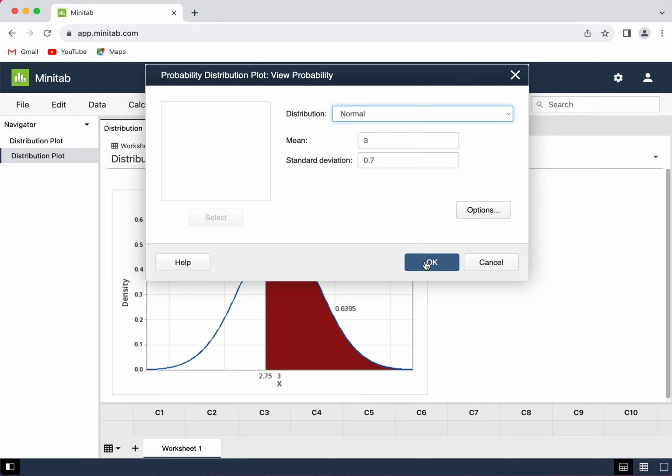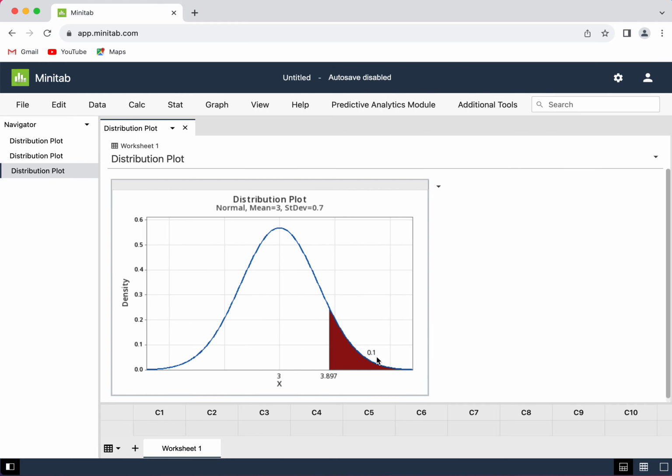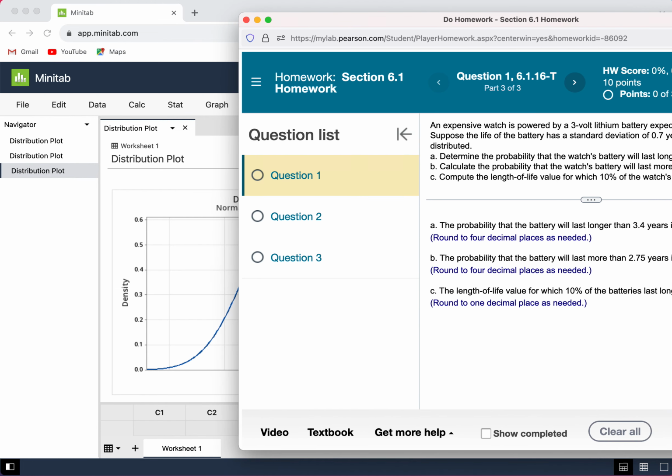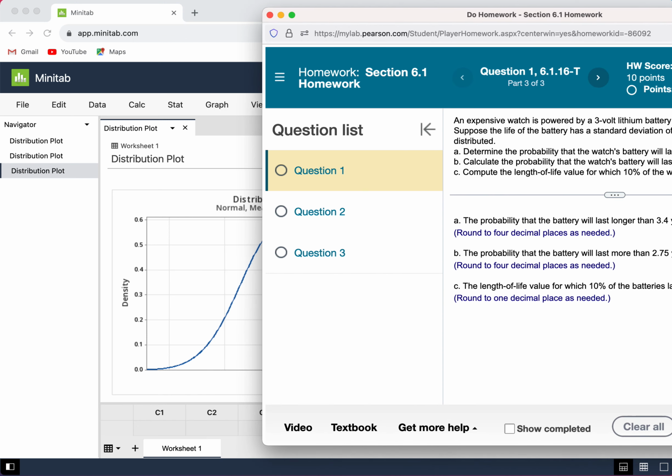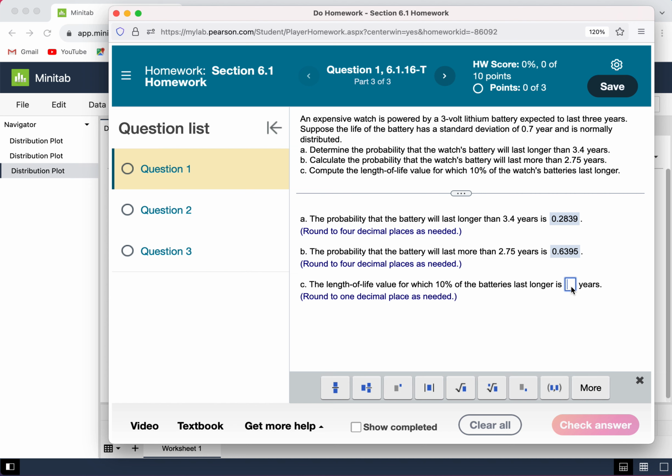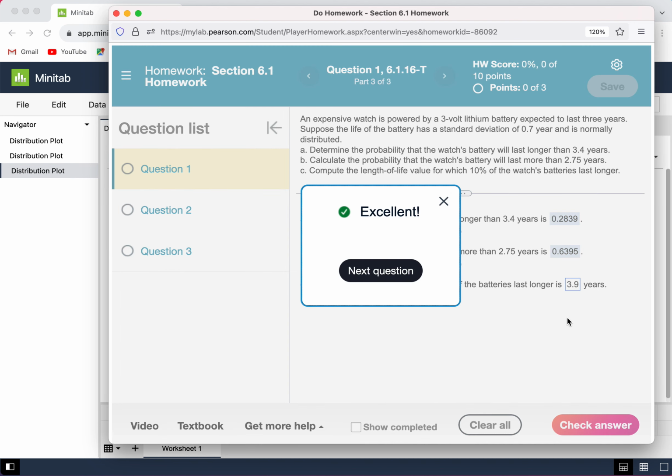So click OK again. Now in my graph, I see the 0.1 or that 10% above the shaded area of the curve, which makes sense, and my answer is the x value that is found along the x-axis. So 3.897. Check the problem to see how I should round that number. It says to round to 1 decimal place, so that would round up to 3.9. So 3.9 years, that would be my answer. And that's how you use Minitab to calculate normal probabilities.